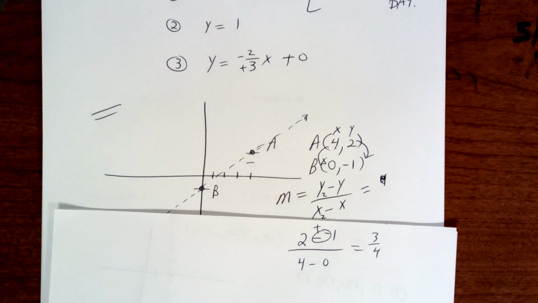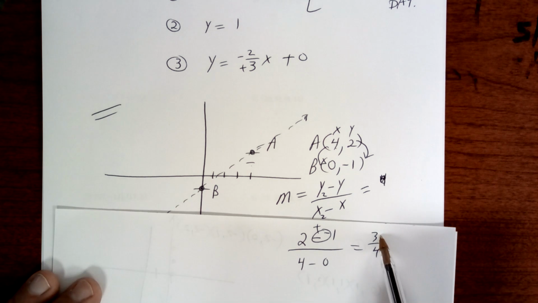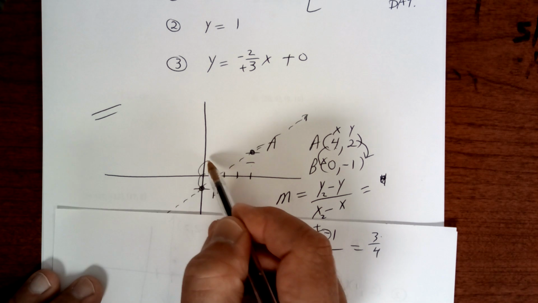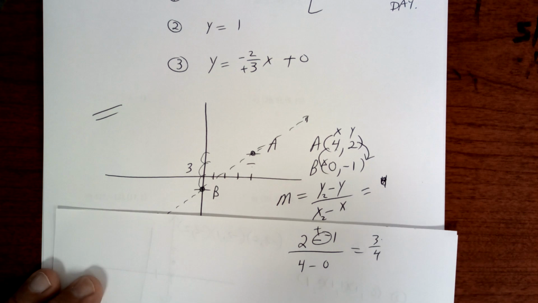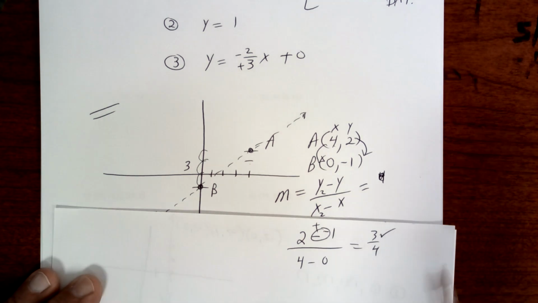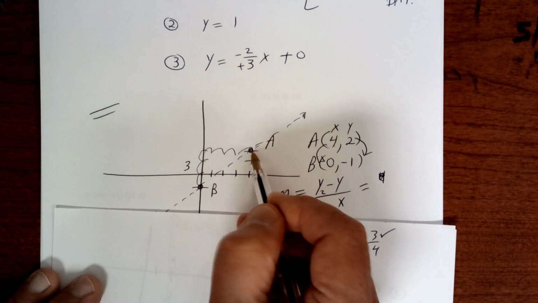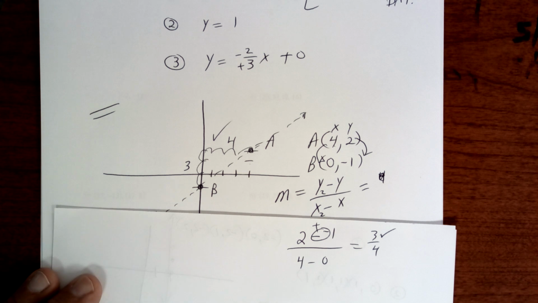Now let me just prove it to you. This one is rise 3. So if I start at this point, 1, 2, 3, up 3, that's my rise, check. And my run is 4, 1, 2, 3, 4, check. So I could have used the diagram, rise over run.